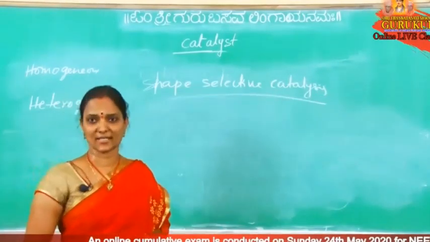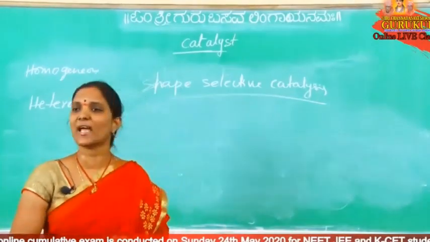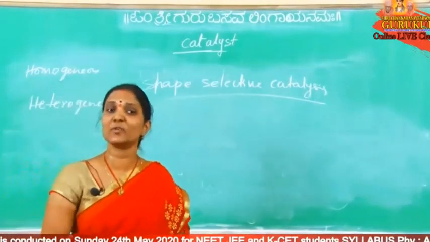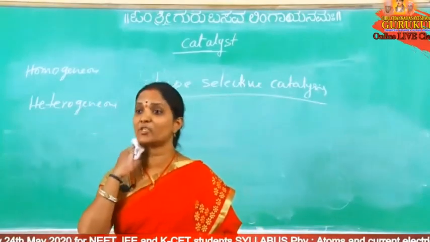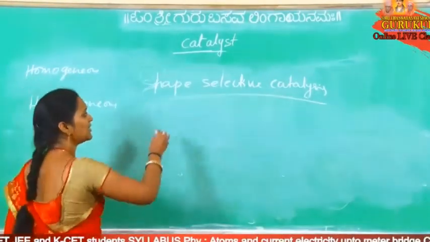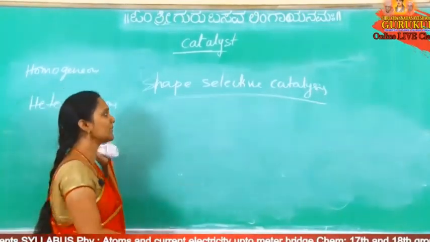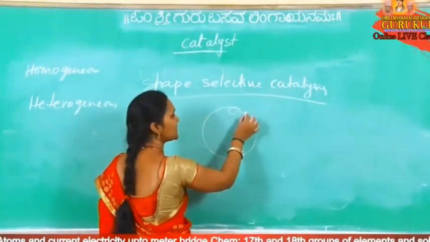Shape selective catalysis is nothing but a shape selective catalyst reaction. Which acts as the shape selective catalyst? Zeolites. We also learned about zeolites in the 14th group. Zeolites are an example of 3-dimensional network silicates. These zeolites have definite pores, that is, a porous structure. In this 3-dimensional network structure, pores are present.